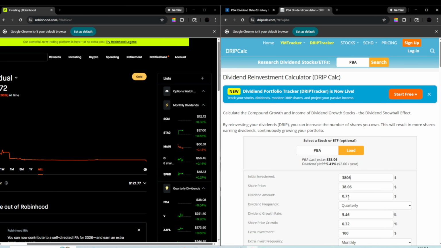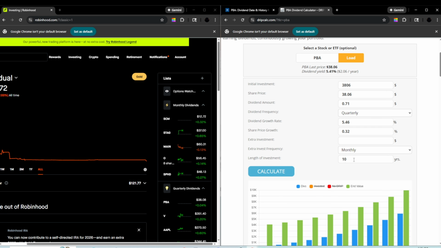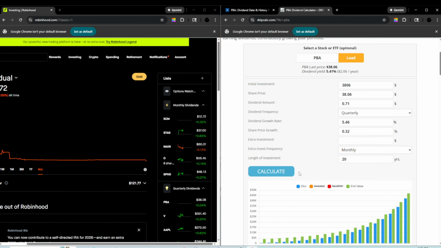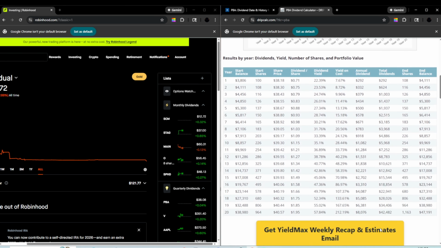So we're actually making $71 every quarter. We're going to take this out because we're not going to reinvest. It's just going to let it do it itself. We're going to change this to 20. There we go. All right, so you see it slowly move, and then out of nowhere, it just skyrockets. So this is what compound reinvestment will do for you.